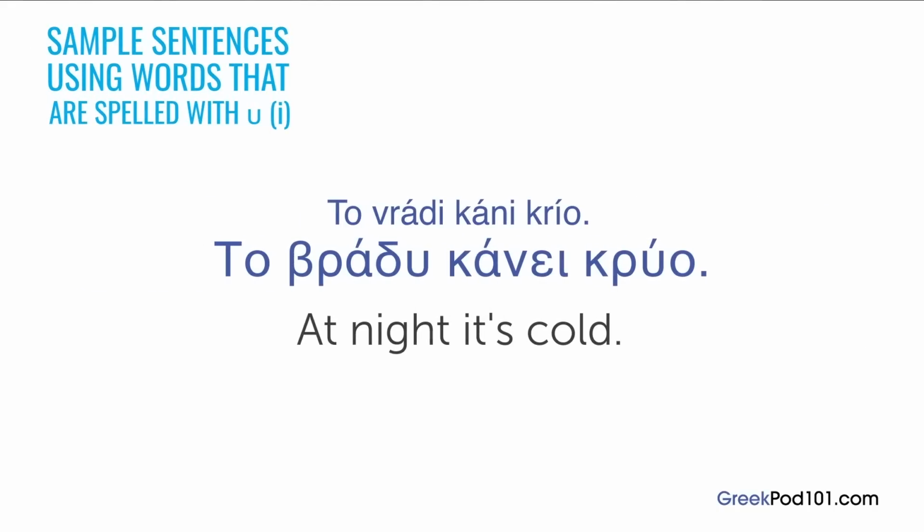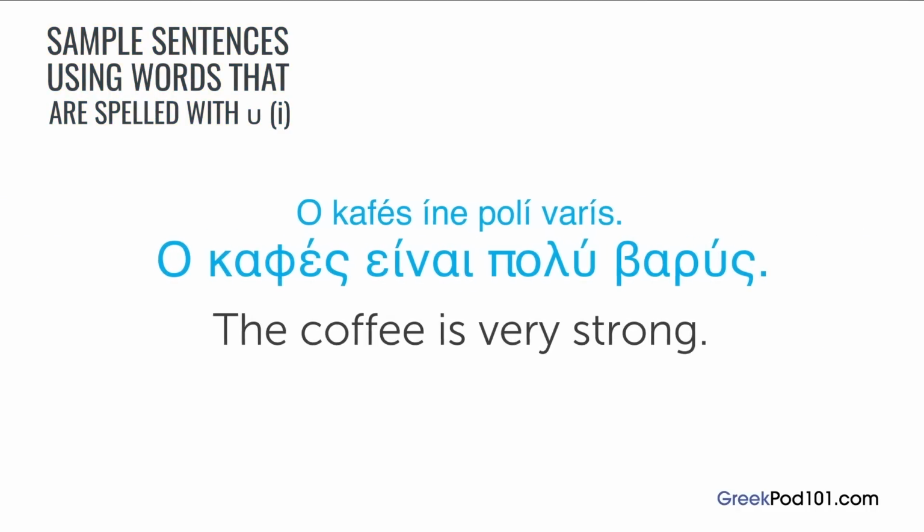Here are some sample sentences using words that are spelled with epsilon. Το βράδυ κάνει κρύο. At night it's cold. Ο καφές είναι πολύ βαρύς. The coffee is very strong.